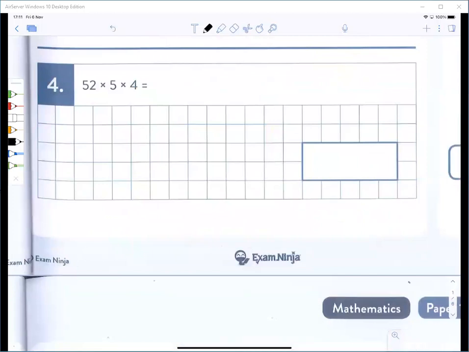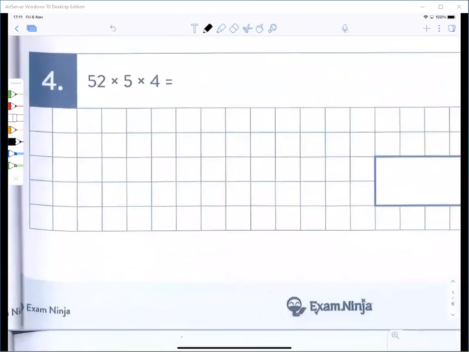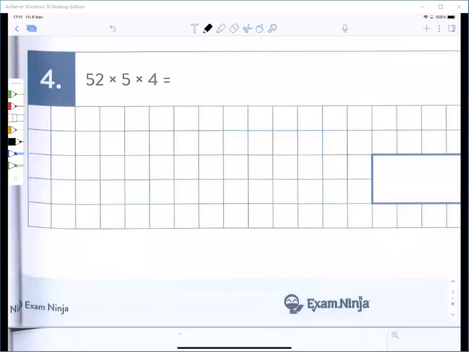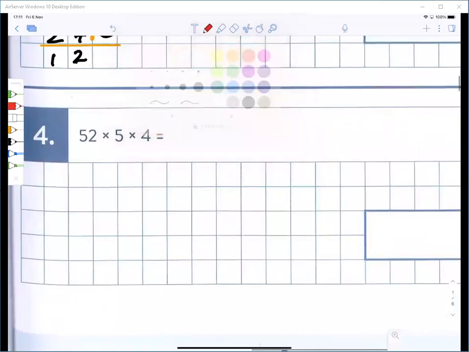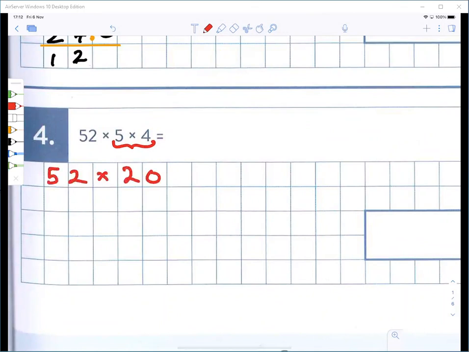Okay, question number 4. Thank you for that, Zaki. Let's have Aisha. How do I do question number 4? First you do 52 times 5 is 260. Now to save a bit of time in the exam, what's 5 times 4? 20. Yes, so you've got 52 times 20. That changes the calculation from doing 3 steps into 2 steps, instead of 52 times 5 and then that answer times 4. Straight away, you've got just one question to do now.